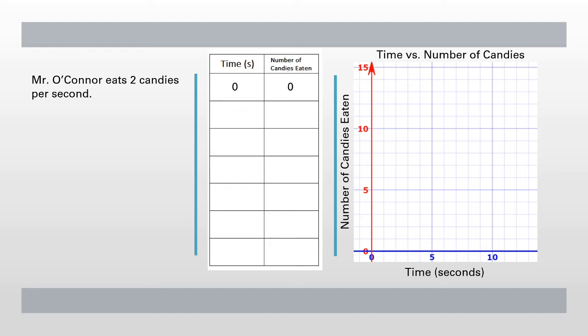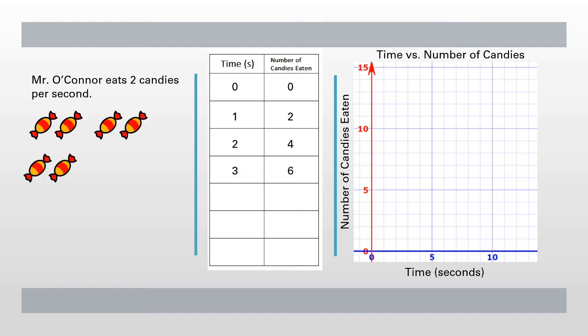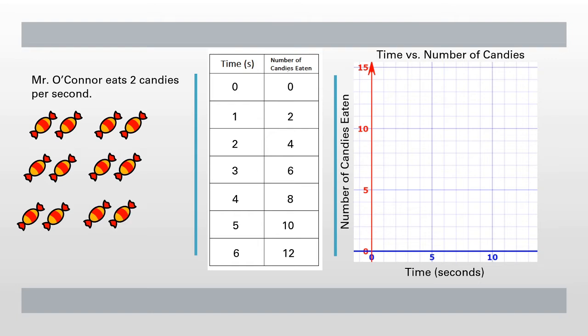Now you're going to see each set of 2 candies as each second passes, and you're going to see the table of values be completed as we go along. So there you go: 1 second, 2 candies; 2 seconds, 4 candies; 3 seconds, 6 candies; 4 seconds, 8 candies; 5 seconds, 10 candies; and then 6 seconds, I had already consumed 12 candies. 12 candies too many for sure.